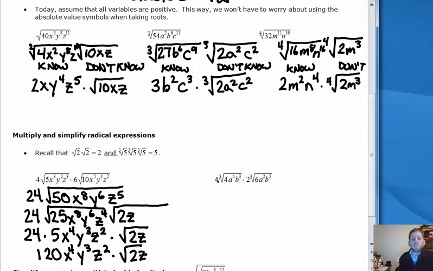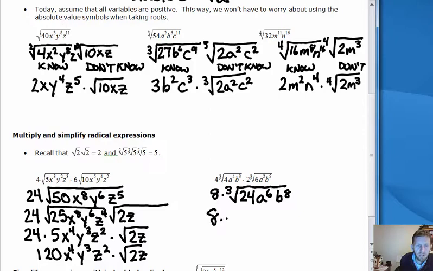On this other problem, we have a 4 times 2 out front, that's 8. And then we're going to multiply these cube roots together. So I'm going to put the little cube right here. 4 times 6 is 24. A to the 4th times a squared is a to the 6th. B cubed times b to the 5th is b to the 8th.